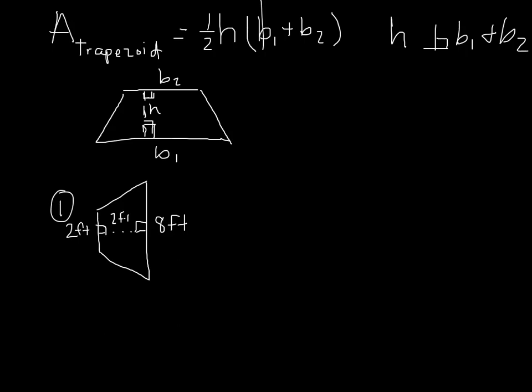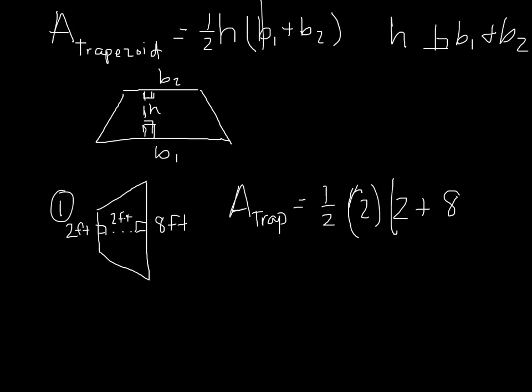So let's plug in those. We got to write our formula again. Area of a trap, I'll let you do area of a trap, okay, equals 1/2 times the height. Okay, we know our height is 2 times 2 times base 1 is 2 plus 8. Base 2 is 8. Okay, doesn't matter which one it is? No, because 2 plus 8 is the same as 8 plus 2. They both get you 10. Okay, so that'll be good.